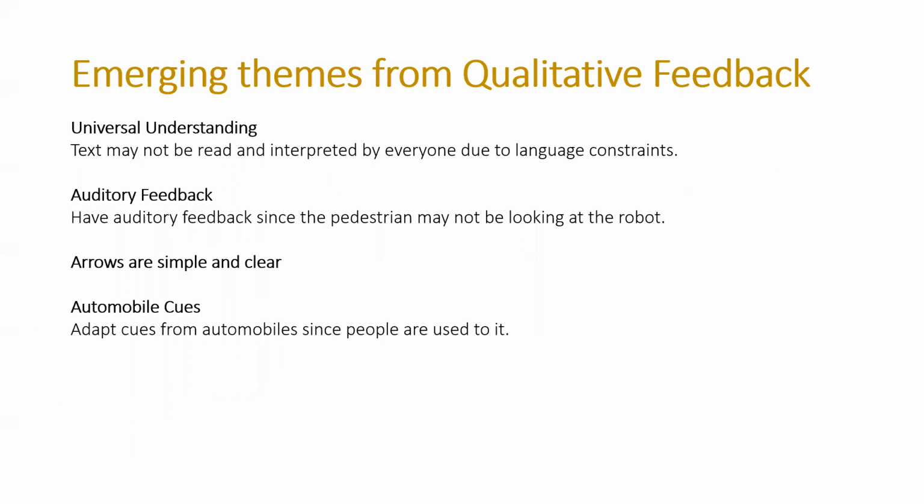The qualitative feedback of the people was analyzed thematically. Many indicated that though text was clear, they were concerned about the text making sense on a global level due to the language constraints. Many also indicated that auditory feedback adds more value since at times people may not be looking at the robot while walking on the sidewalk. People liked arrows since they were very clear and simple to understand, irrespective of language and age boundaries. Cues based on automobile designs were also preferred by the people since people already are aware of the meaning of each of the designs.